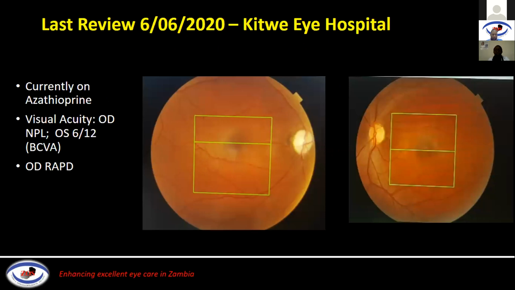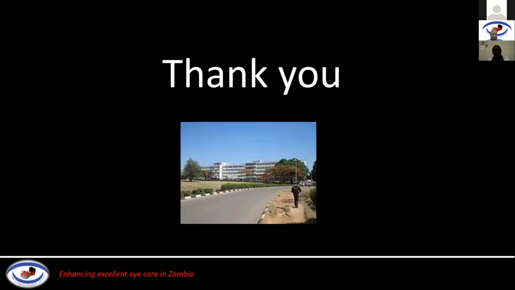However, because of COVID, he was not able to travel to Lusaka, and so he came to the Kitwe Eye Hospital. His vision in the right eye is still lost. He's not perceiving any light in that eye. And in the left eye, his vision is 6/12. Best corrected visual acuity is 6/12. He still has a relative afferent pupillary defect in the right eye. And these are his fundus features. As you can see, he has obvious optic atrophy in the right eye. This is the end of my presentation. Thank you.